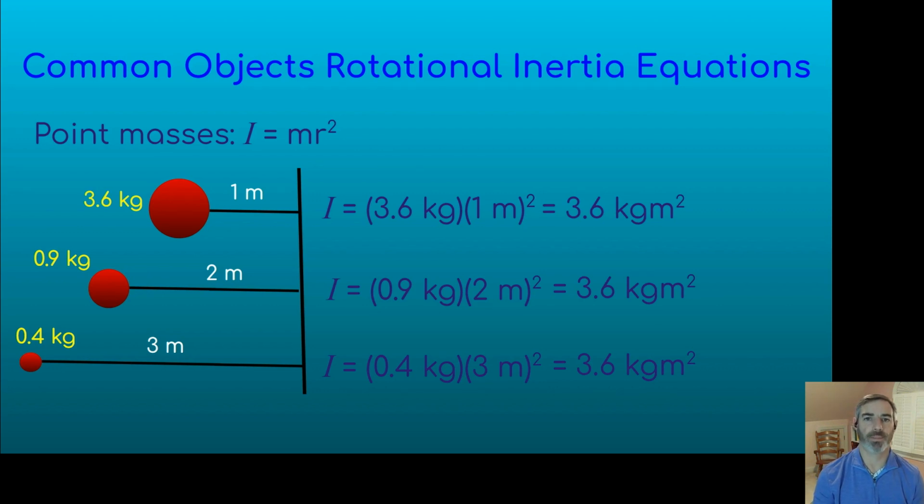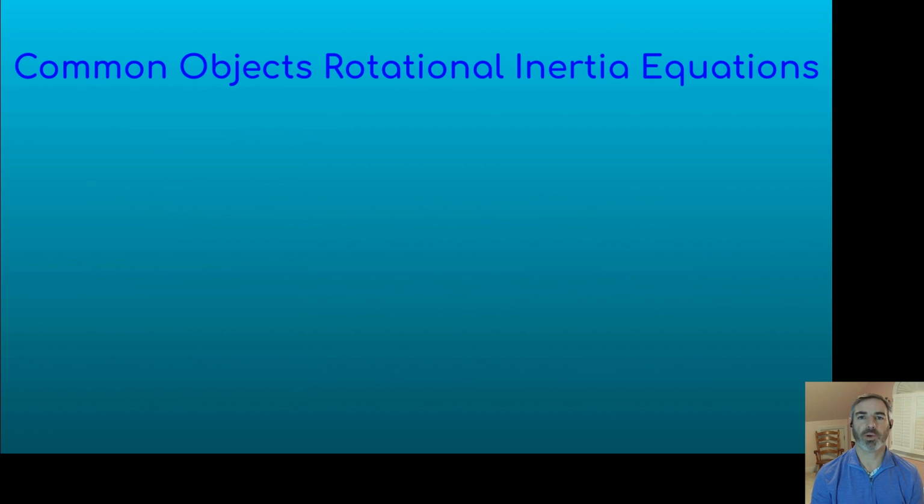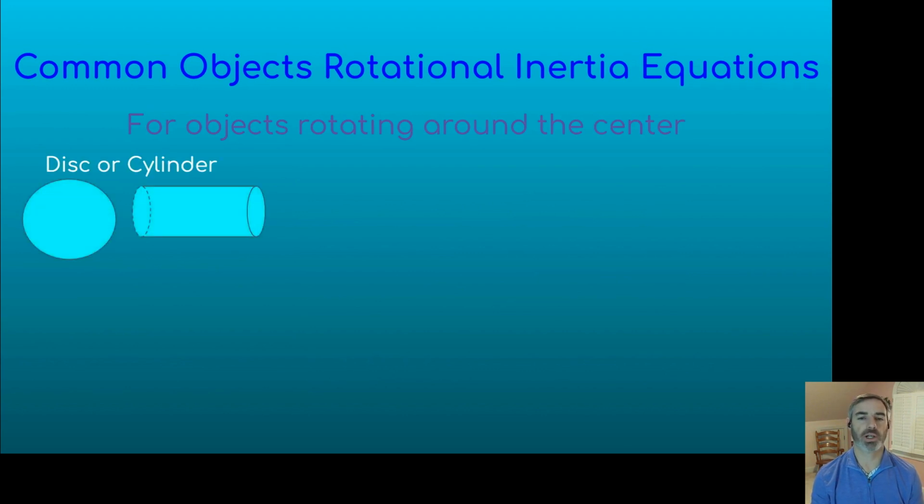So let's look at some rotational inertia values for some other common objects. We're going to start with some objects rotating around the center. So we can look at a disk or a cylinder. A disk is just a slice of a cylinder. So for a disk or a cylinder that has a radius of r, the equation for the rotational inertia or moment of inertia is going to be I equals 1/2 mr squared.